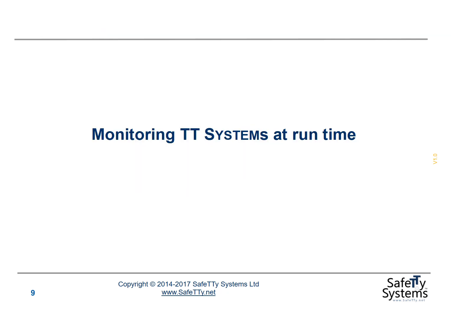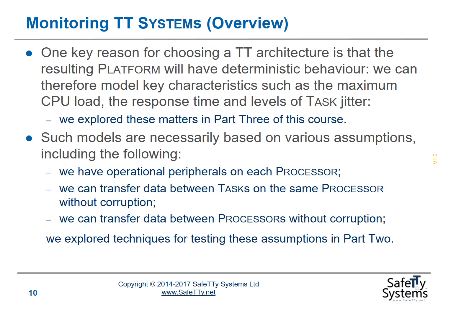So how do we monitor TT systems at runtime? A key reason for choosing a TT architecture is that the resulting platform will have deterministic behavior. We can therefore, as we've seen, model key characteristics such as the maximum CPU load, the response time, and levels of task jitter. And we explored these matters in part 3 of this course.